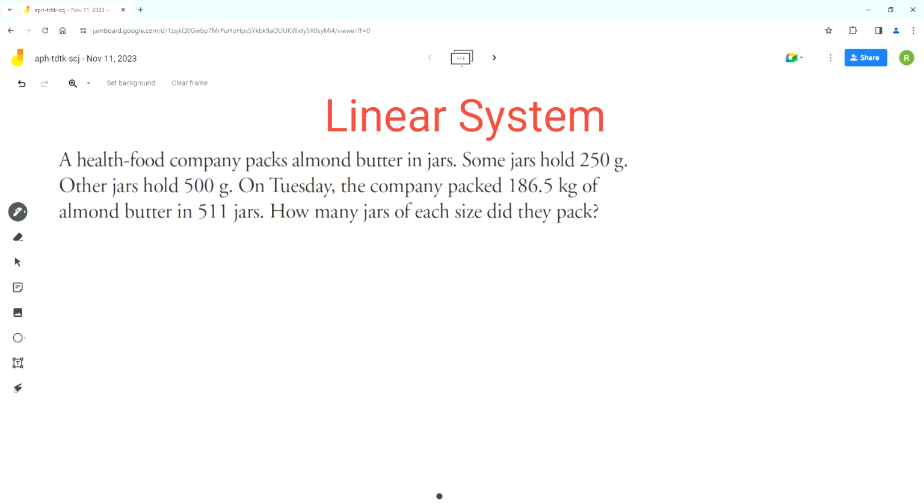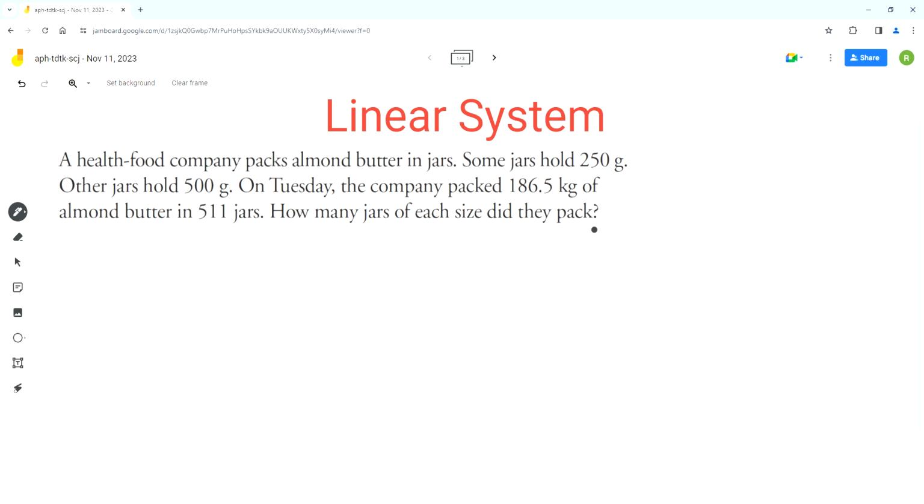So in this video, we'll solve this word problem using the concepts of linear systems. As per the problem, a health food company packs almond butter in jars. Some jars hold 250 gram, other jars hold 500 gram. On Tuesday, the company packed 186.5 kilogram of almond butter in 511 jars. And how many jars of each size did they pack?